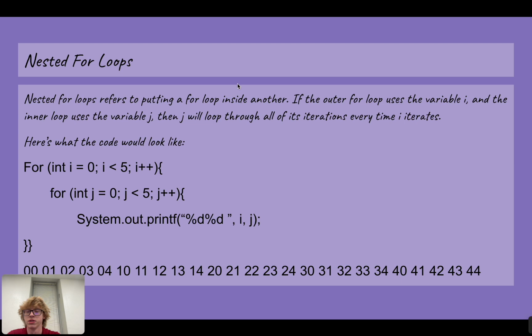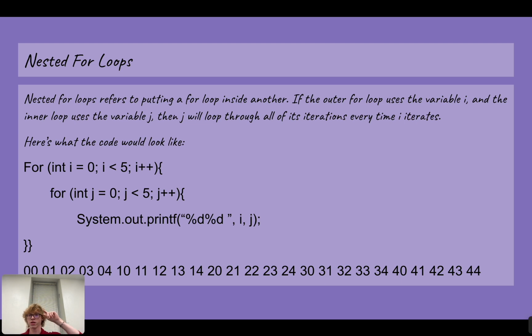Nested for loops. This is what we're here for. Nested for loops refer to putting a loop inside of another loop. If the outer loop uses the variable i and the inner loop j, then j will loop through all of its iterations every single time i iterates. So this is essentially an exponential process to get more information in less code.